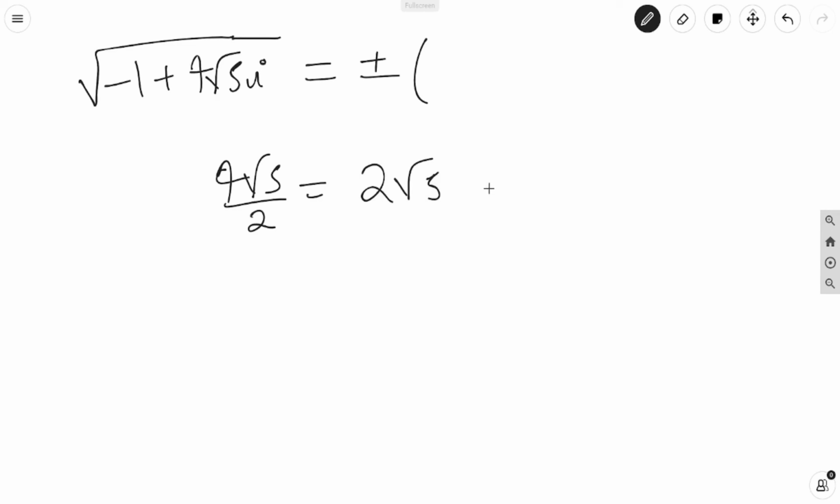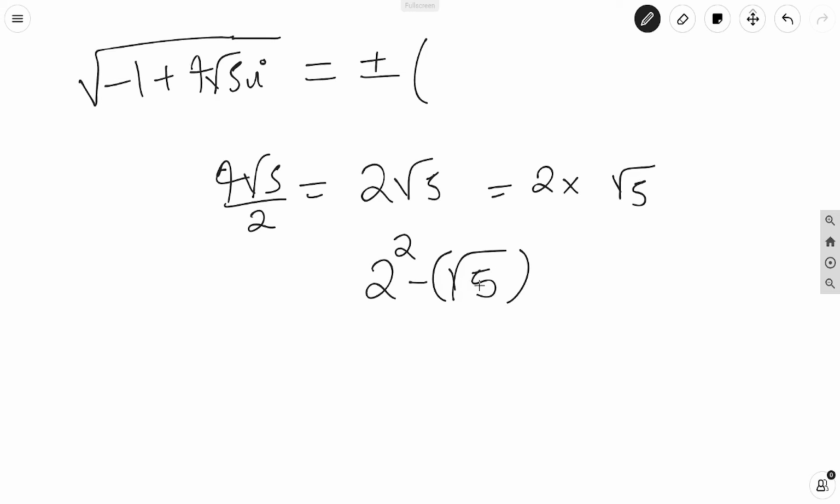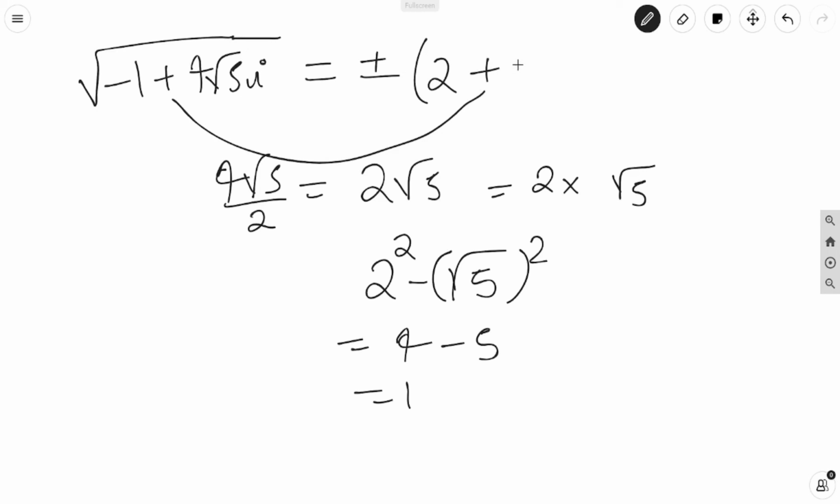Think of two numbers whose product is 2 root 5. Yes, you guessed it right: 2 and root 5. Now the difference between the squares of these two numbers must be minus 1. So how will we arrange them? We will arrange them as 2 square minus root 5 square. What do we get? 4 minus 5, which returns minus 1. So we have got a as 2 and b as root 5. So we put a here, copy the sign from the question, and put the value of b, which is root 5.